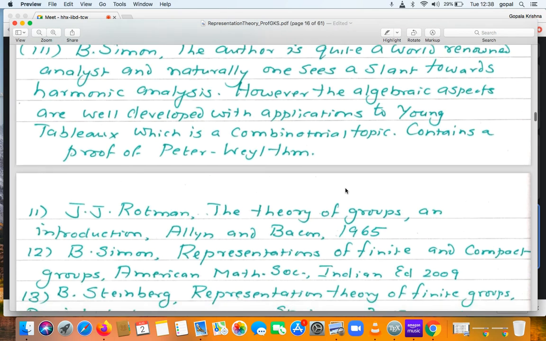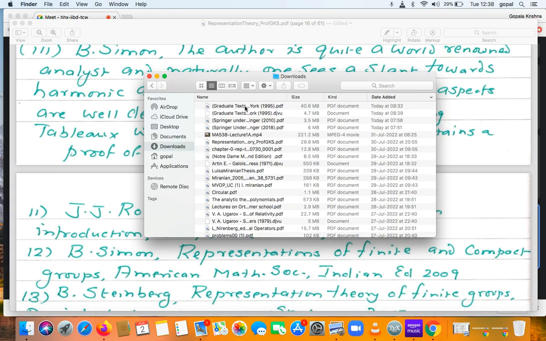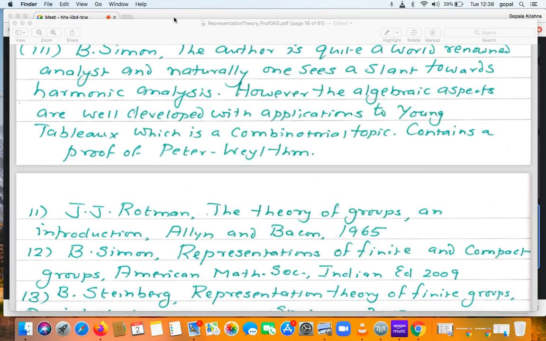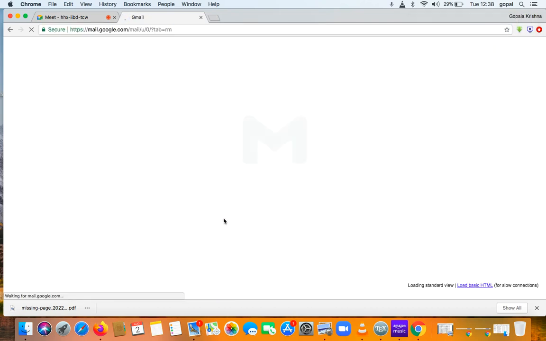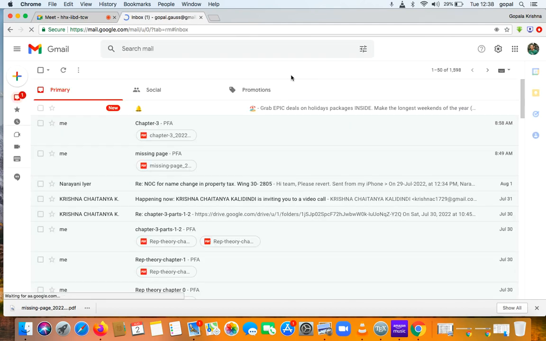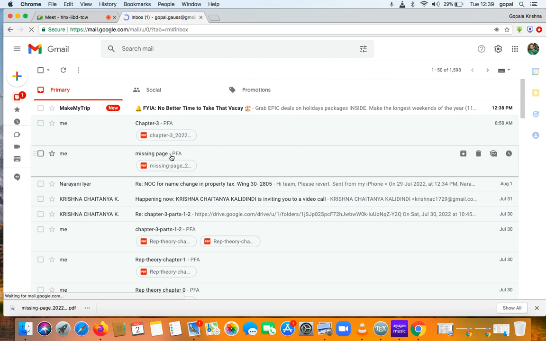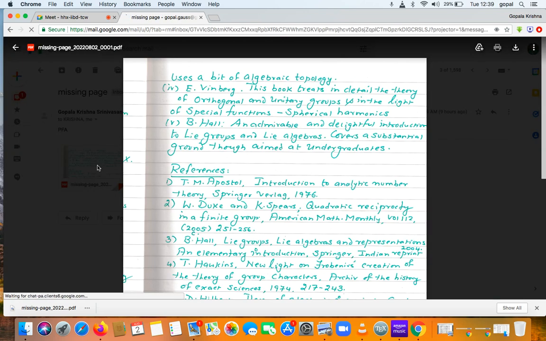Then there is a page which is missing. So let me just look at this missing page. I'll have to open my Gmail. I sent it to Krishna. Just a minute. Let it open. Missing page. Can you see it?